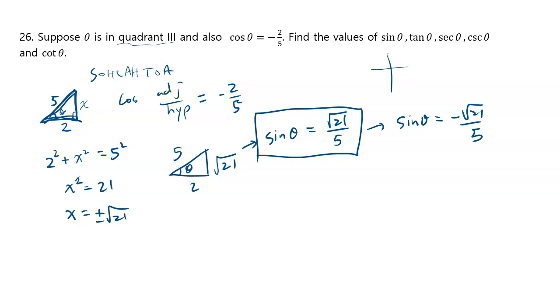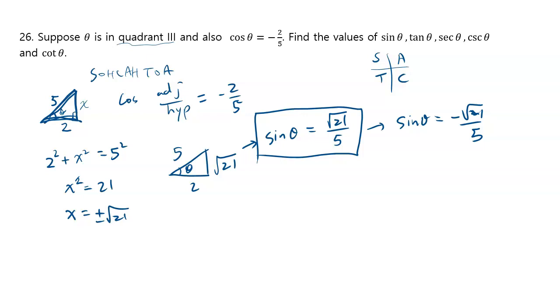Well, it's from the fact that we're in the third quadrant. In the third quadrant, all students take calculus, as only tangent is positive, so sine and cosine should both be negative. So you can get sine theta equals negative square root of 21 over 5.